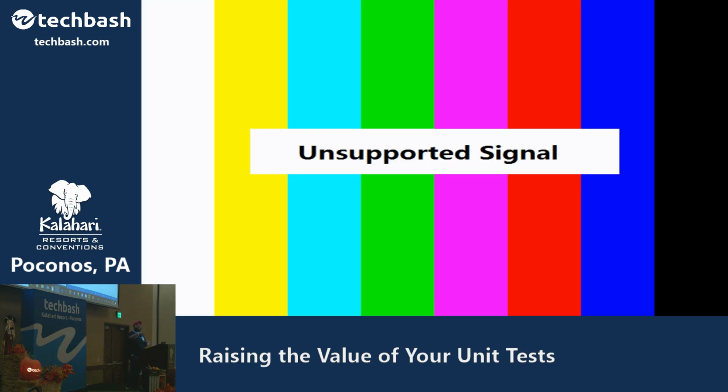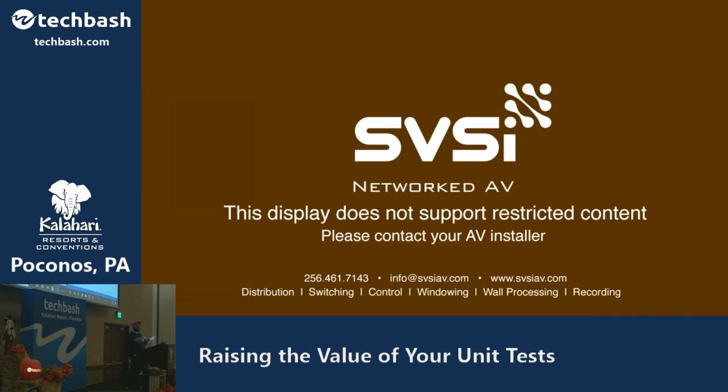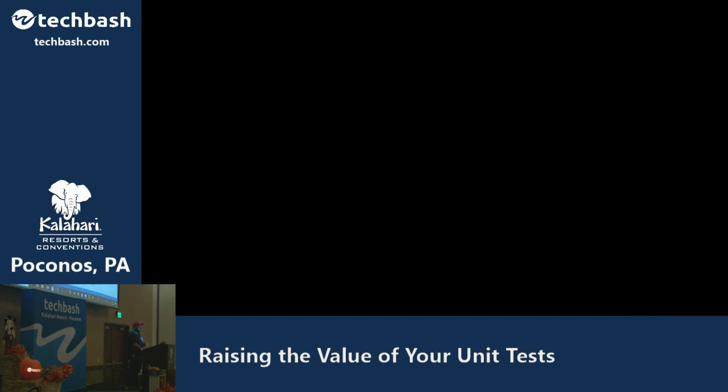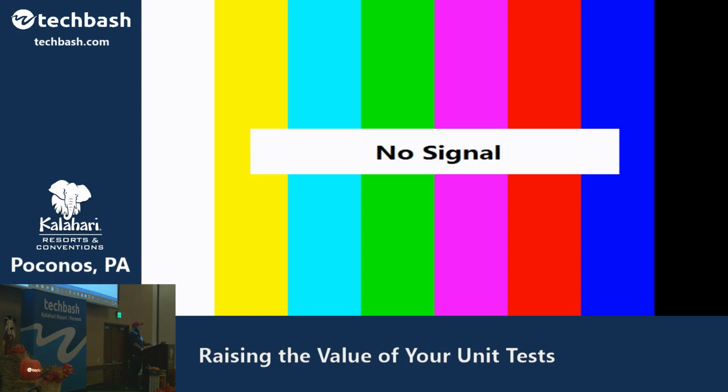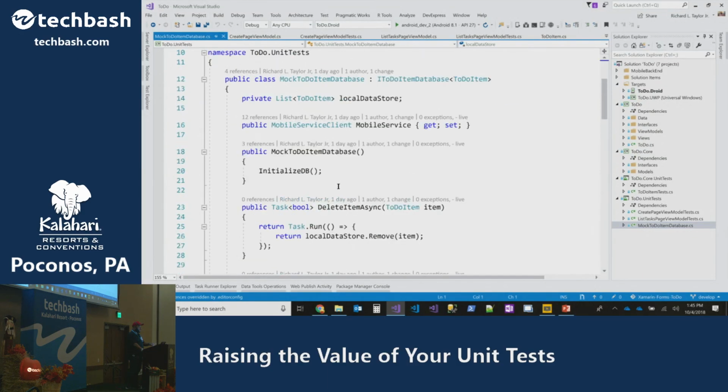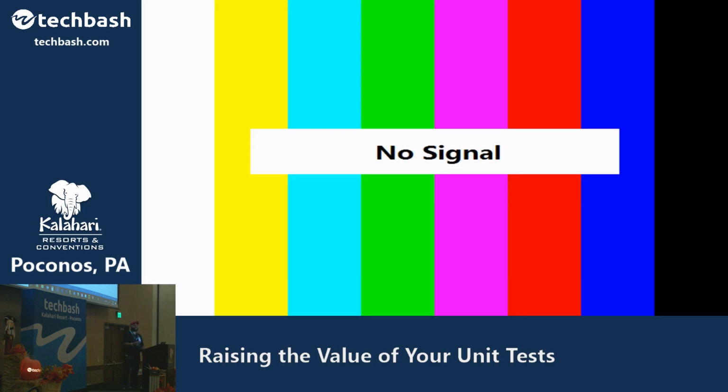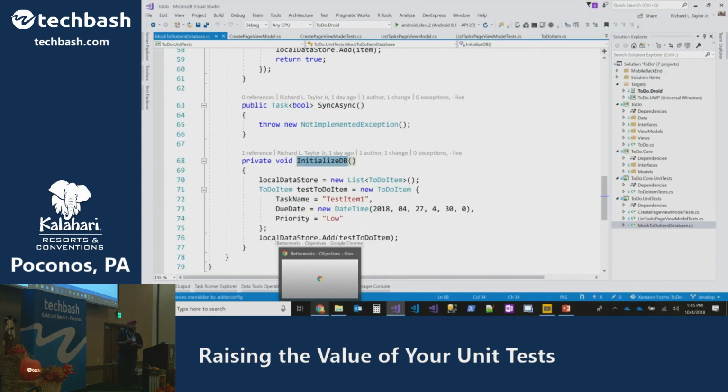Now, I didn't include a mocking framework in this solution because I wanted to keep it simple, but there are mocking frameworks that you can use. In this case, I just built a class. I called it mock to-do item database. You see, when the constructor gets called, it calls initialize DB, which adds one item to the database, and I can control the values that go into the database. So I can do a number of different tests.